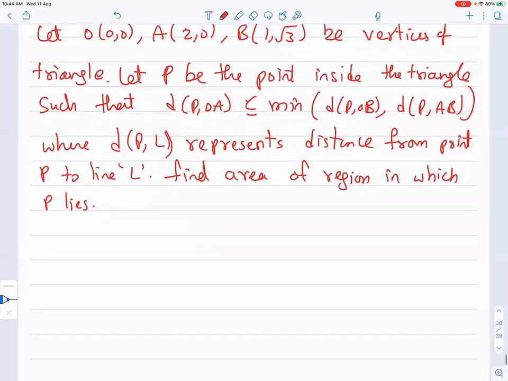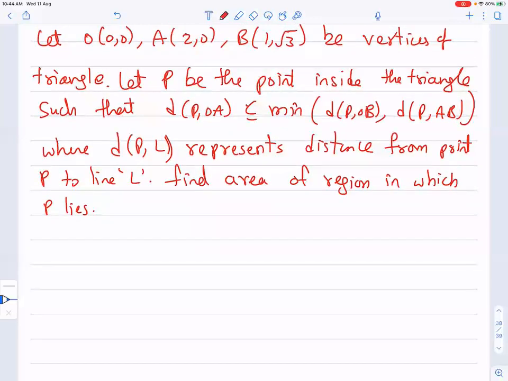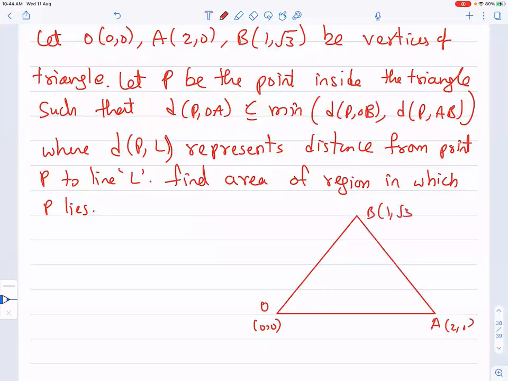Now what is given? Let O be 0, 0, A be 2, 0, and B be 1, root 3, the vertices of the triangle. In fact, this is an equilateral triangle. We can observe that and say equilateral triangle because every distance is 2. Look, by the distance formula, square root of 2 square plus 0 square, 1 square plus 3. Everywhere the distance is 2. It's an equilateral triangle. Okay, triangle OAB is equilateral. First observation.